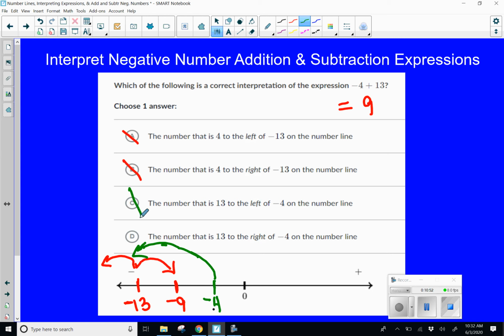And the last one, the number that is 13 to the right of negative 4 on the number line, that's going to be our correct answer because obviously from negative 4 to 0 is 4 units. And then to get to a positive 9, we're going 9 more units. And 4 plus 9 gives us that 13 that we're moving to the right.